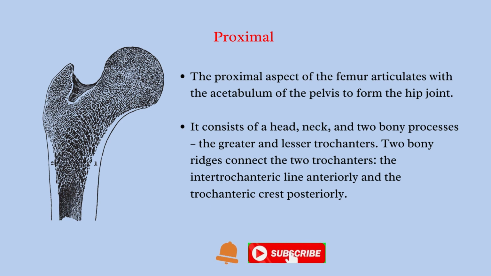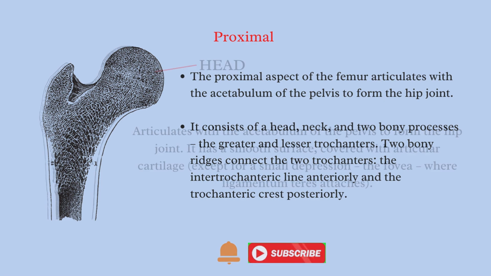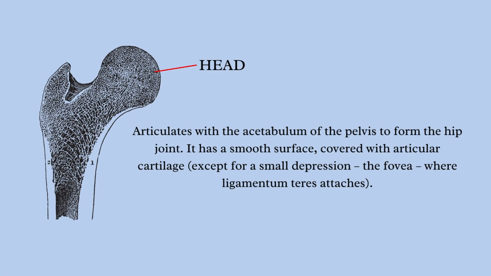It consists of a head, neck, and two bony processes, the greater and the lesser trochanters. Two bony ridges connect the two trochanters, the intertrochanteric line anteriorly and the trochanteric crest posteriorly. The head of the femur. This articulates with the acetabulum of the pelvis to form the hip joint.